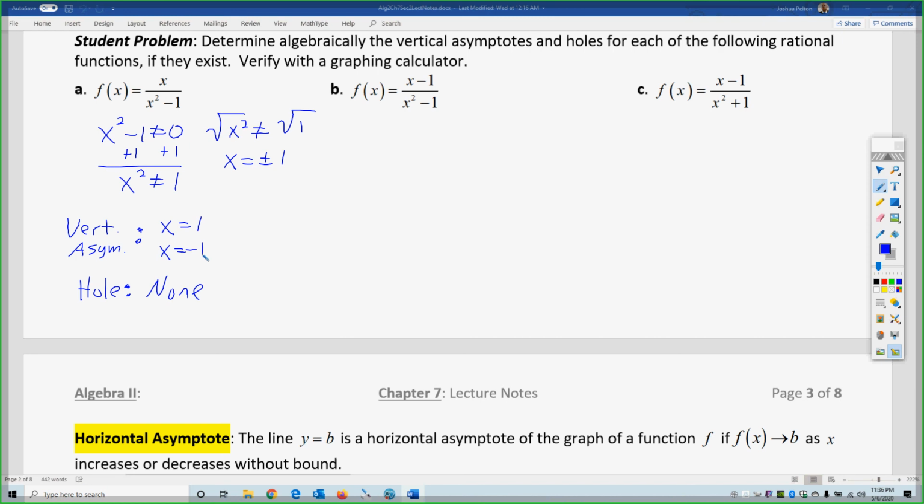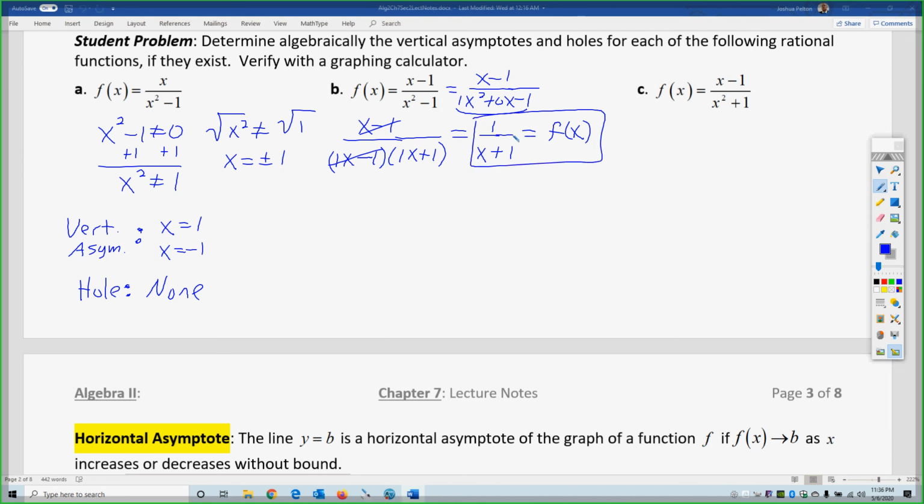Okay, in the next problem, we have x minus 1 over 1x squared plus 0x minus 1, which factored is really x minus 1 over 1x minus 1 and 1x plus 1, because 1 times negative 1 is negative 1, and the factors that are negative 1 and 1. So that cancels here, leaving me with 1 over x plus 1 as my new simplified function, which means since something canceled, I have both a vertical asymptote and a hole here.